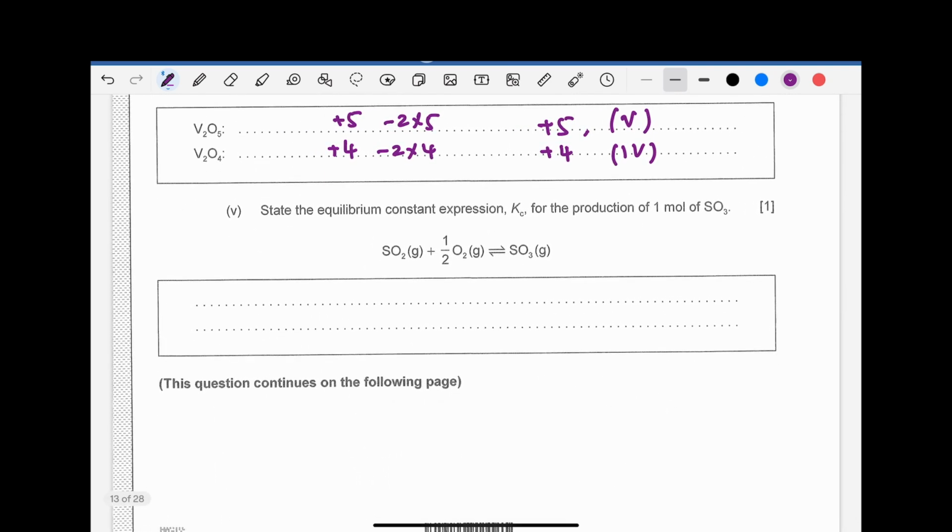State the equilibrium constant expression Kc for the production of 1 mole of SO3. So capital Kc will be equal to the molar concentration of products, which is SO3 in this case, divided by the molar concentration of reactants, SO2 and O2, and we have a half mole of O2, so we can write down half or 0.5 on O2.